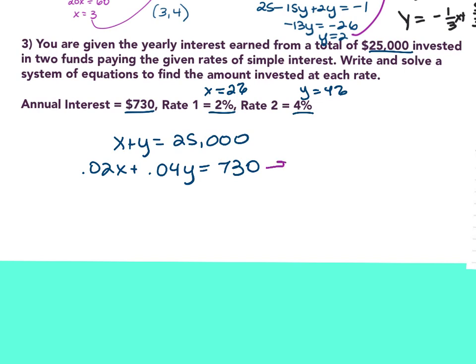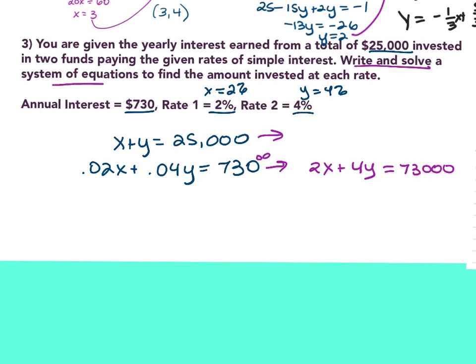So then I would do two things. One is get rid of these decimals. So this would be 2x plus 4y equals 73,000, so it has to get the 2 zeros. And then I would solve one of these variables for the top. And it doesn't matter which one.